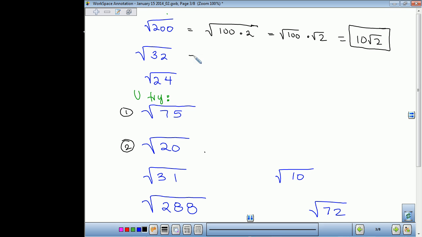All right. Square root of 32. You guys help me. What is the largest perfect square? 16. So 32 we think of as 16 times 2, which we can think of as the square root of 16 times the square root of 2. What is the square root of 16? 4. So this is 4 roots of 2. Is it always 2? No, and that's why the next one is different.